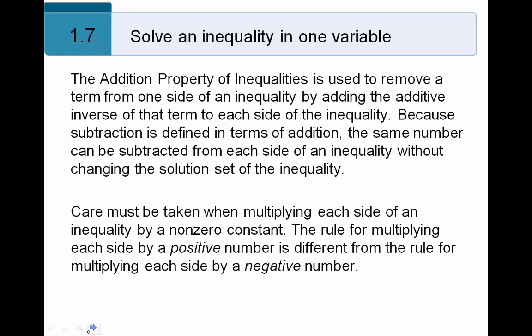The addition property of inequalities is used to remove a term from one side of the inequality by adding the opposite of that term to both sides. Since subtraction is defined in terms of addition, the same is true with subtraction. We can add or subtract any number or variable term on both sides of the inequality without changing the original solution set. The same is not true when it comes to multiplication. We have to be careful when multiplying or dividing both sides of the inequality by a number. The rule for multiplying and dividing by a positive number is very different than the rule for multiplying or dividing each side by a negative number.